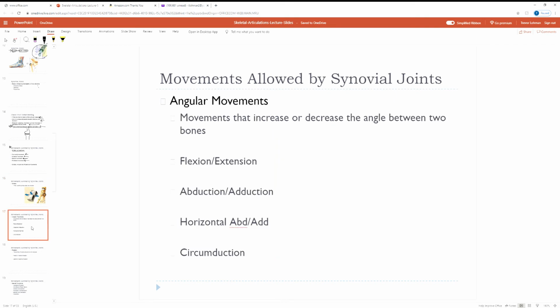So angular movements occur in synovial joints. These types of movements allow very large amounts of movement, and the movement occurs around a particular axis and within a particular plane. So you can see here there's three pairs of motions: flexion and extension, abduction and adduction, and horizontal abduction and adduction. Really quickly, I want to run through the axes that belong to each and the plane that belongs to each, and then I'm going to come back through and try to explain that.